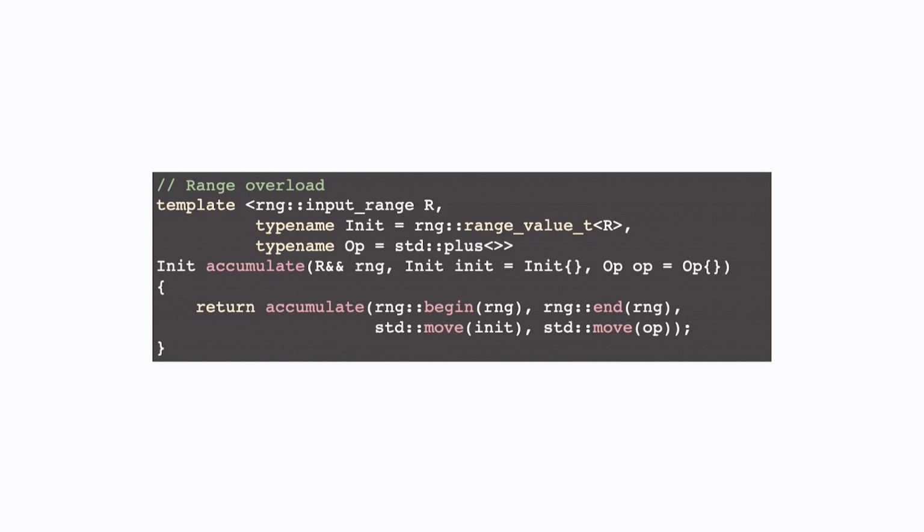Oh, you can see that init is now the range value type. So that's the value type of the iterator type of the range. Again, we've got a nice little short template alias for doing that.